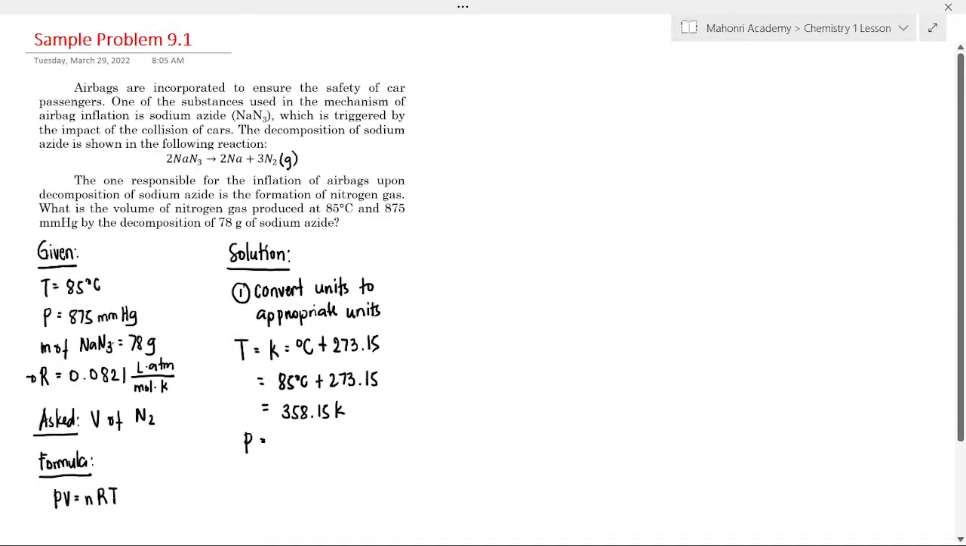Next, we have to convert our pressure from millimeters of mercury to atmosphere, because again our R is in terms of atmosphere. So we are going to have our given pressure of 875 millimeters of mercury, and we just have to convert this by multiplying it by a conversion factor. Our conversion factor is the relationship between millimeters of mercury and atm, an equivalence value, and we know that 1 atmosphere is equal to 760 millimeters of mercury. So the millimeters of mercury gets cancelled, and what we are left with is 875 times 1 divided by 760, or about 1.1513 atmosphere.